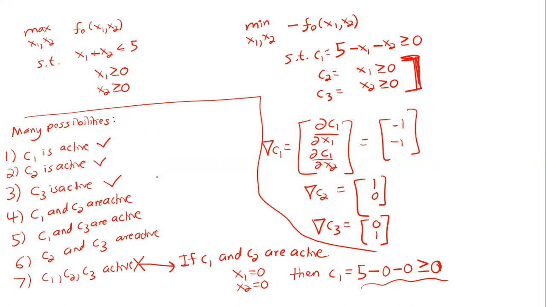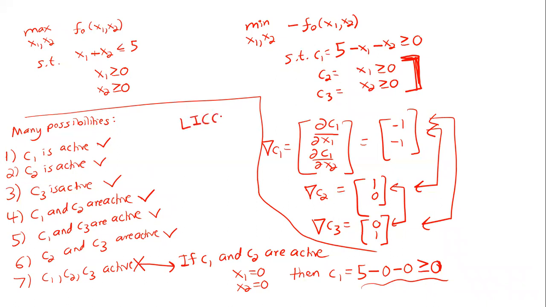That's fine. Okay, so now what if C1 and C2 are both active at once? Are these two vectors linearly independent? And the answer is yes. Then what about C1 and C3? What if these two are active at once? Are these linearly independent? Oh, yes, they are. What if these two are active together? Yes, they also are. So the LICQ here is going to hold.